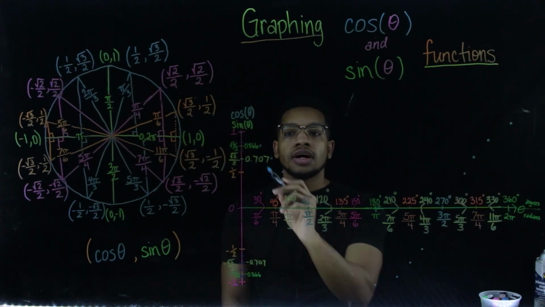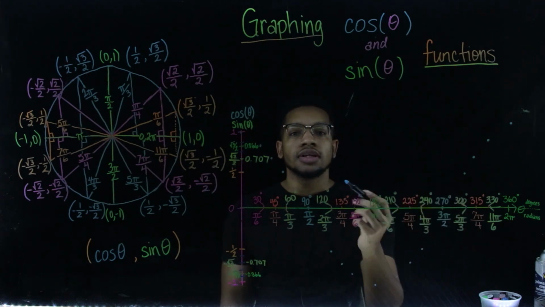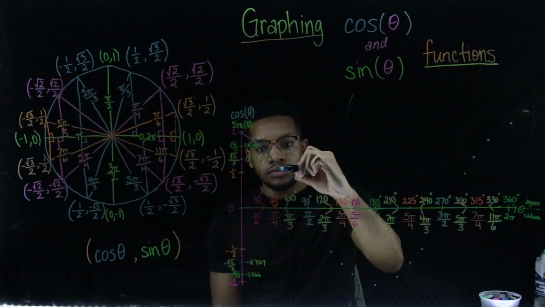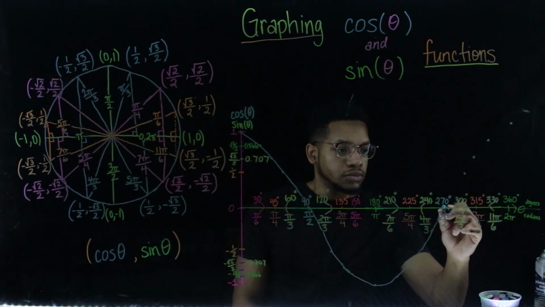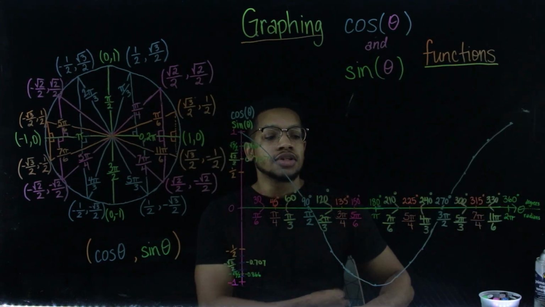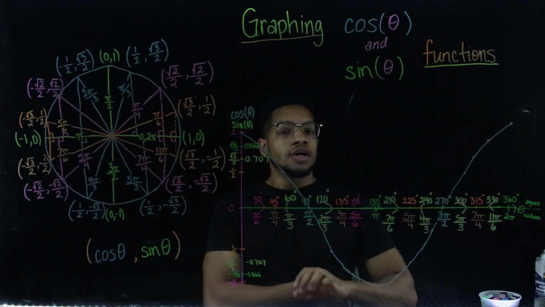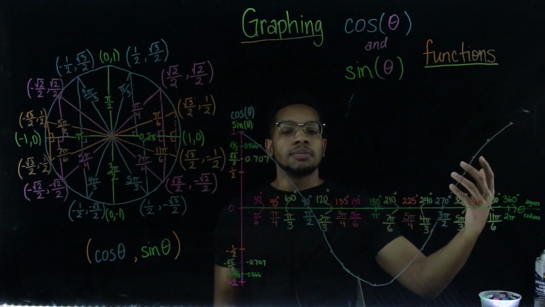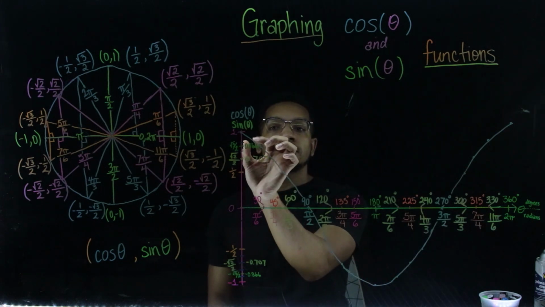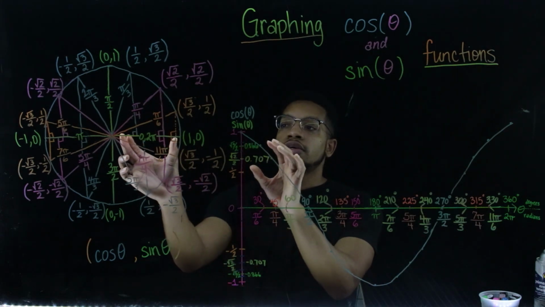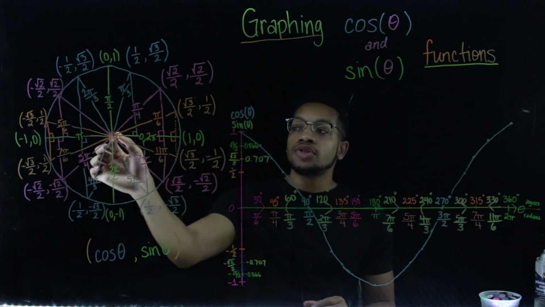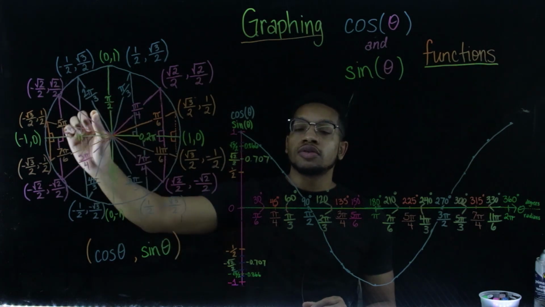All right, so now that I got all the points plotted, I can just connect the dots, and then that'll be what the cosine function looks like. All right, now of course it's not perfect, but it is a pretty rough sketch of what it looks like. And you'll see that the reason it makes a wave is because the cosine function is just a measure of how far away you are horizontally from the origin as theta goes around the circle.